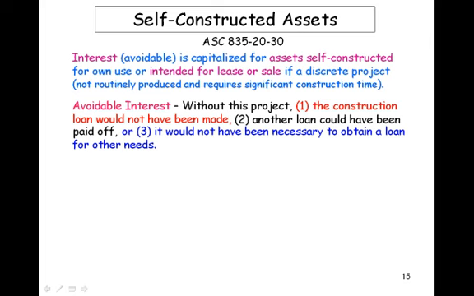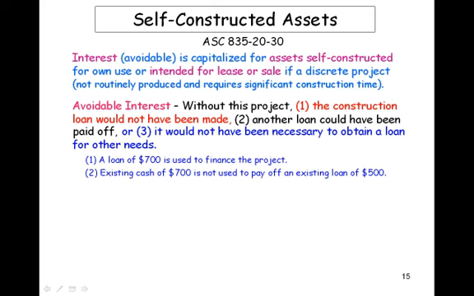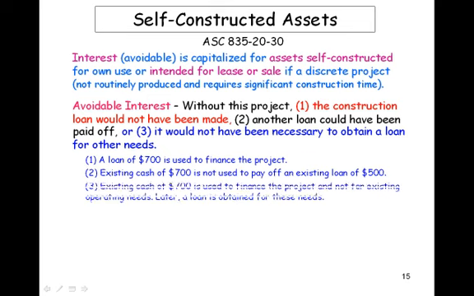Let's look at an example of each of these definitions for a construction project that costs $700. There is avoidable interest if a loan of $700 is made to finance the project. There is avoidable interest if you already have a loan for $500, but instead of using your existing cash of $700 to pay off that loan, it is used to finance the project. There is avoidable interest if you use your existing cash of $700 to finance the project instead of using it for existing operating needs, and then later you obtain a loan for these operating needs.